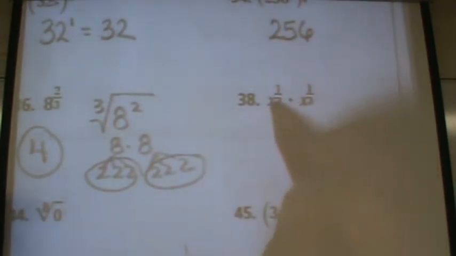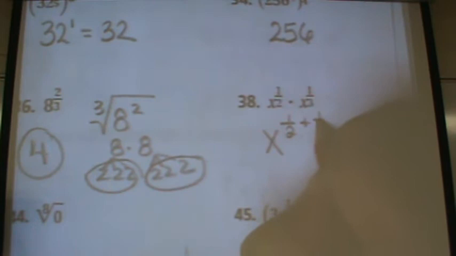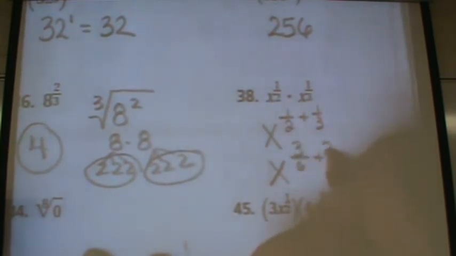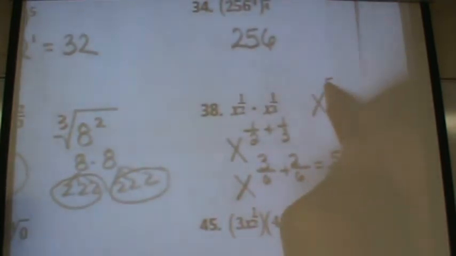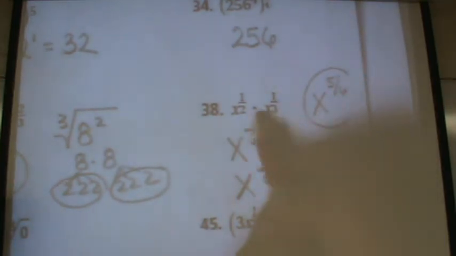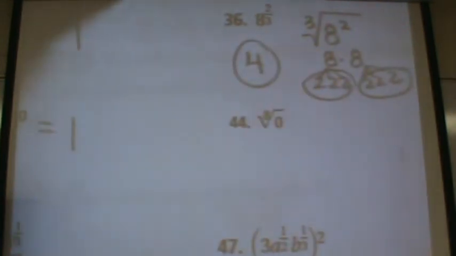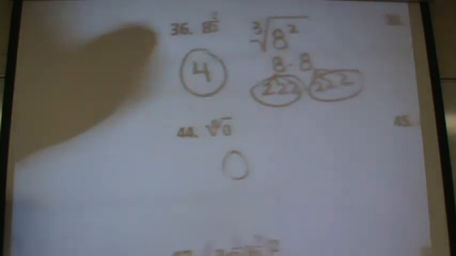Now this one, if bases are the same, what do you do with these 2 exponents? You add them. So what's your common denominator? It's the 6th. So it's 3/6 plus 2/6 is 5/6. So this is x to the 5/6 power. You need to get a common denominator between 1/2 and 1/3. What is anything to the 0 power? 1. What is 0? The 8th root of 0 is 0.